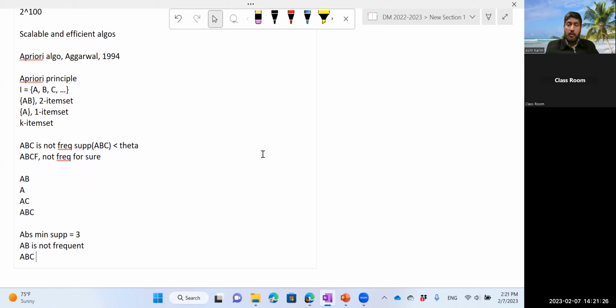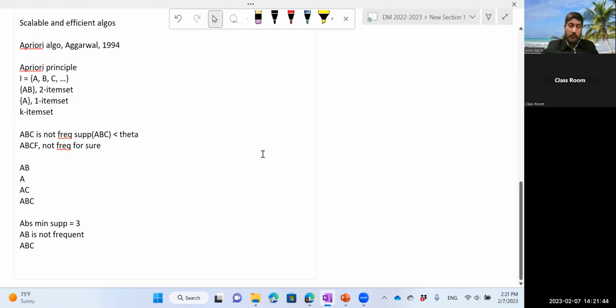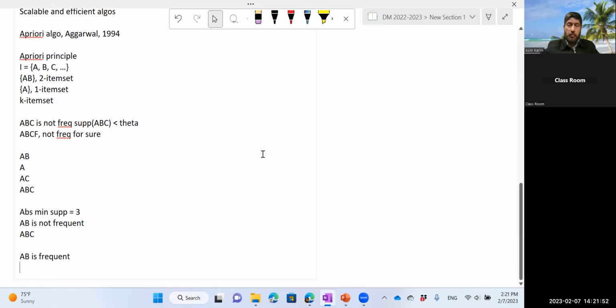So this is the simple principle that is exploited in this algorithm, and it is called the a priori principle. Its reverse is also sometimes useful, although the forward direction is what is actually used in the algorithm. In the reverse, let's say AB is frequent, then all its subsets will also be frequent. So A would be frequent, B would be frequent, and so on. Okay? All its subsets would also be frequent.